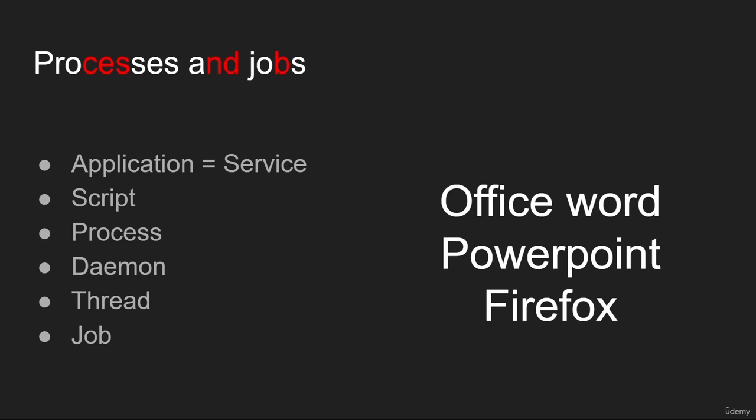So a process is basically an instance of a running program. It represents a running program along with its current state, including the allocated system resources such as memory, CPU time, file descriptors, and more. Then after that we have the daemon, which is basically a program or a process that runs in the background, detached from any controlling terminal.